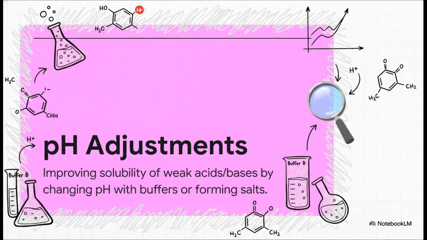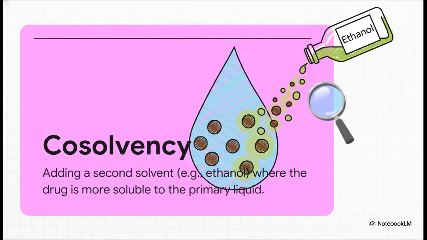First up, pH adjustment. A lot of drugs are what we call weak acids or weak bases, and that just means their solubility can change a lot, depending on how acidic or alkaline the solution is. So sometimes all you need to do is add a buffer to tweak the pH, and boom, the drug dissolves way better.